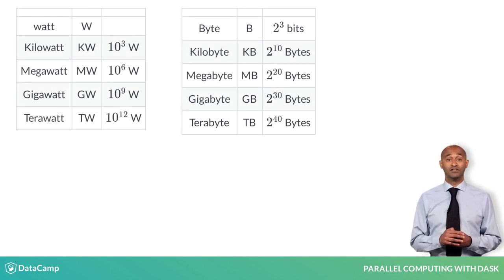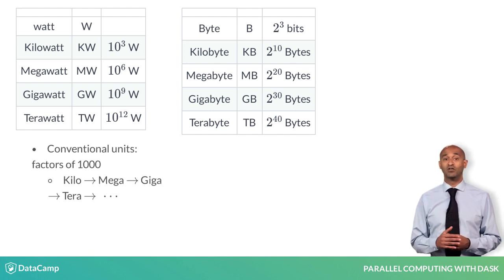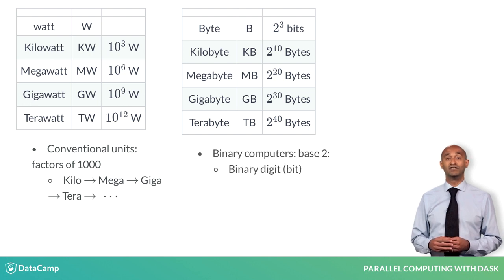Let's clarify storage units. In conventional metric units, prefixes like kilo, mega, giga, and tera denote factors of 1,000. For instance, kilowatt, megawatt, gigawatt, and terawatt mean 10^3, 10^6, 10^9, and 10^12 watts respectively. Computers, however, use binary or base 2 notation, not base 10. The base unit of data storage is the binary digit, or the bit. 8 bits make 1 byte of data.